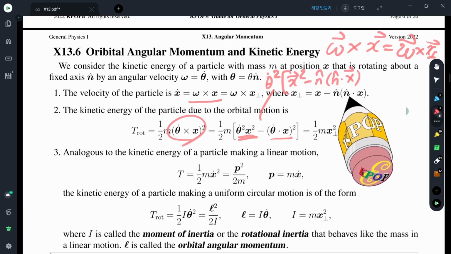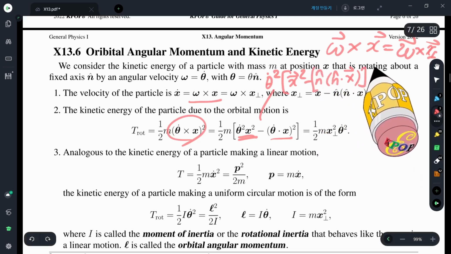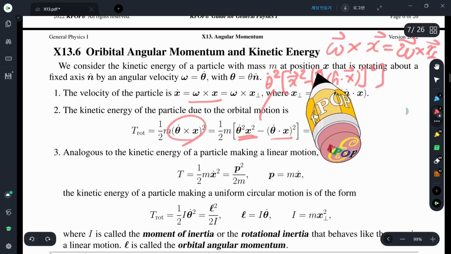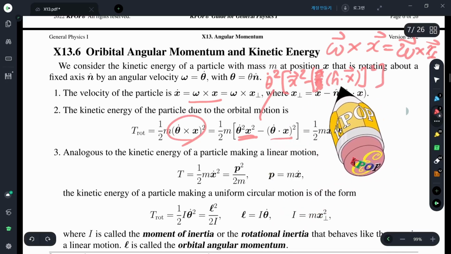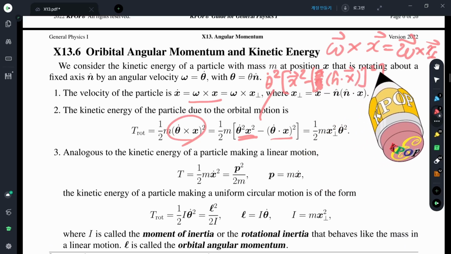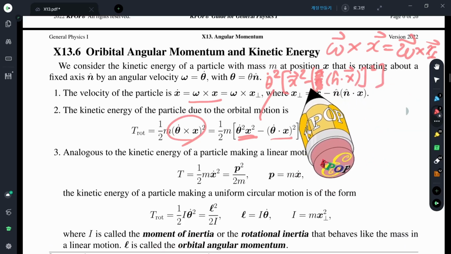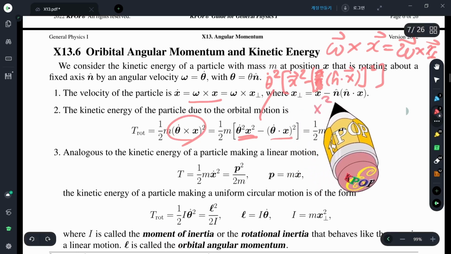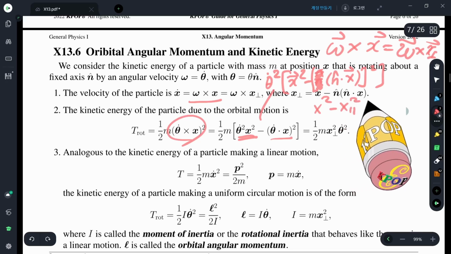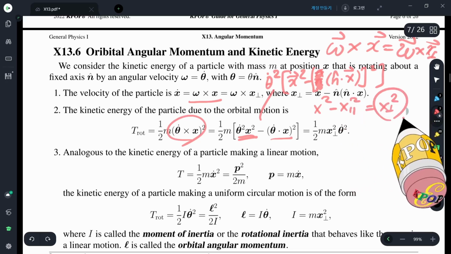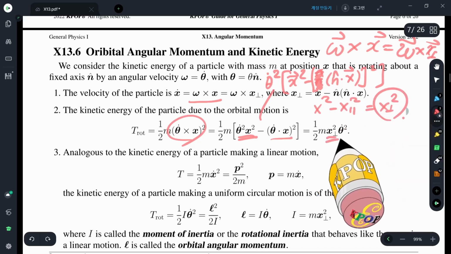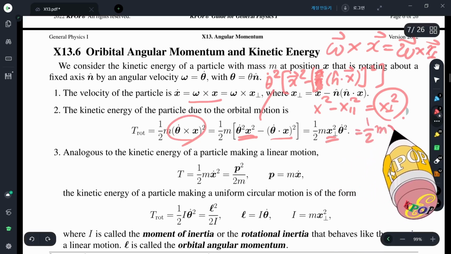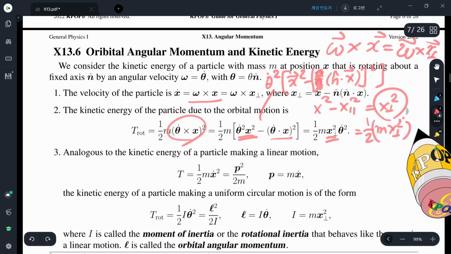Actually, we don't need this one. This is n dot x squared. That's it. So that is x squared minus x parallel squared. That means x perp squared. So the kinetic energy is written in the form 1/2 m x perp squared, the lever arm squared, times theta dot squared.